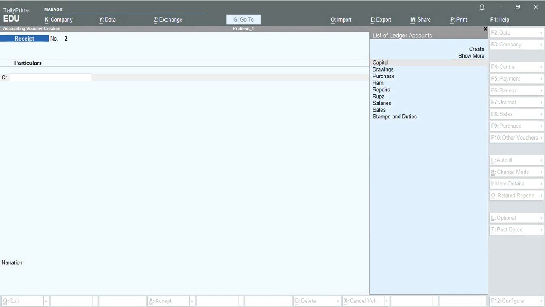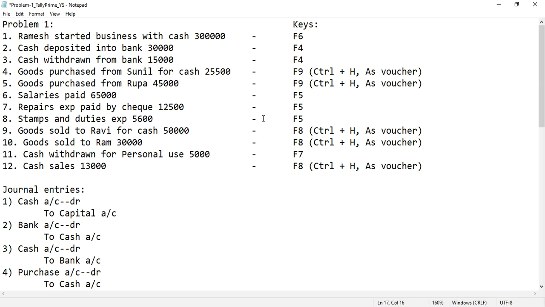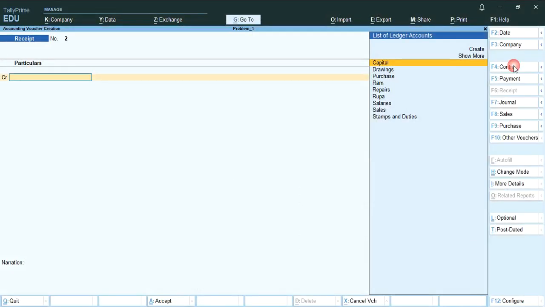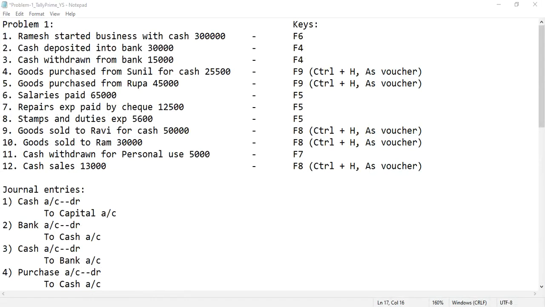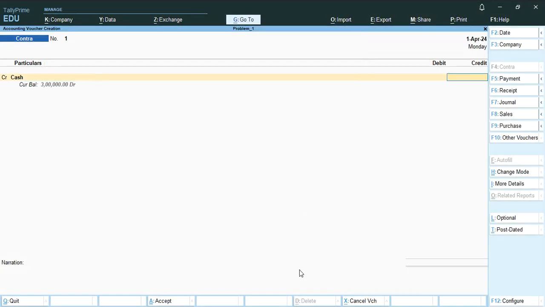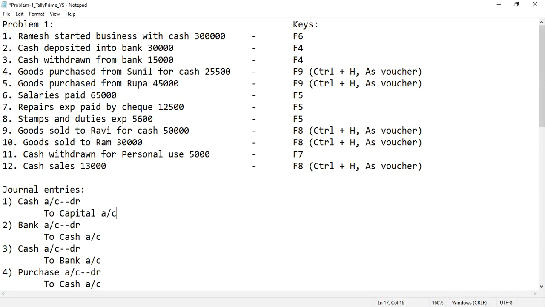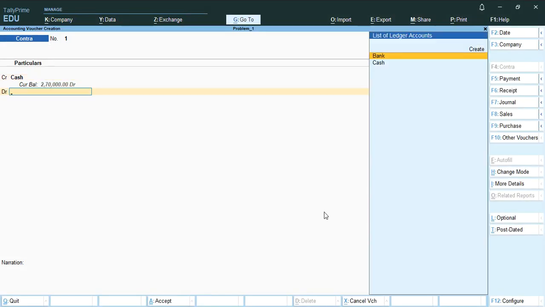So that's the receipt, that's what we need to do. Same like that, we need to make all the entries by pressing the next keys. Next is F4, contra. Press F4 contra. Let's see the entry: bank account debit to cash. So how much are we depositing? 30,000 rupees we are depositing to the bank.